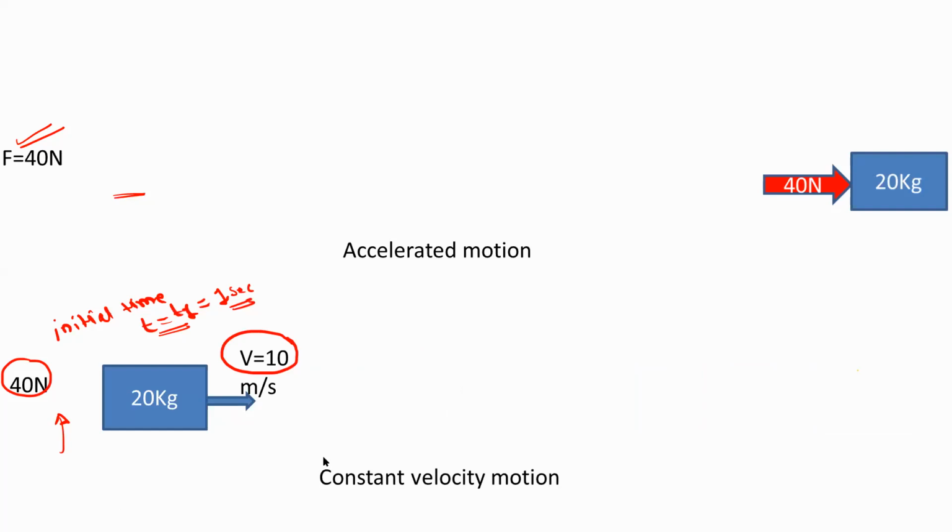So I hope this difference is clear. What is accelerated motion and what is the meaning of motion with constant velocity?